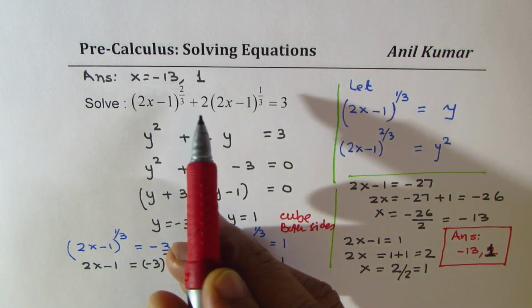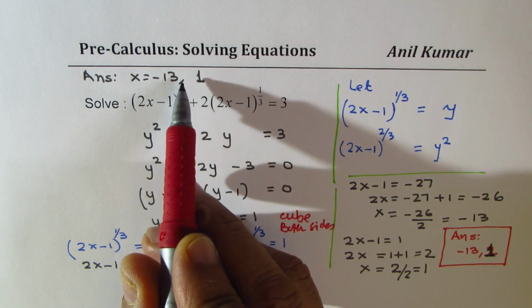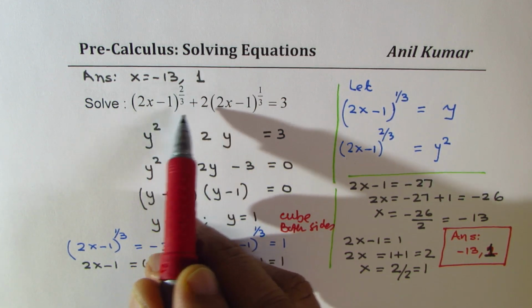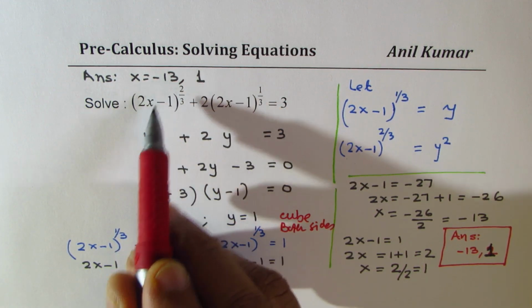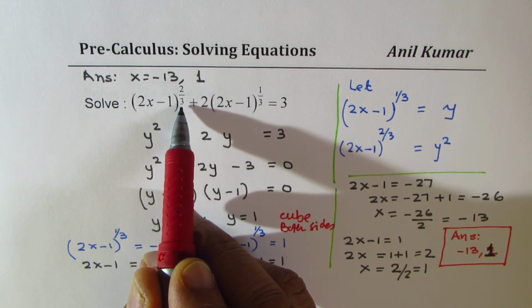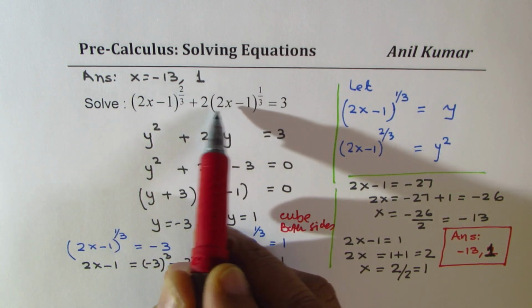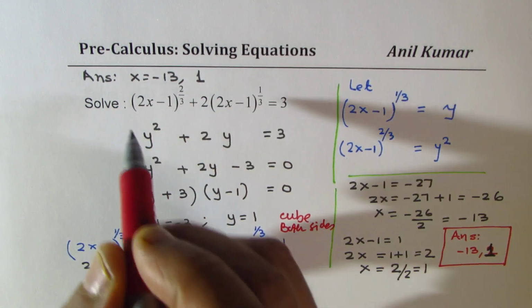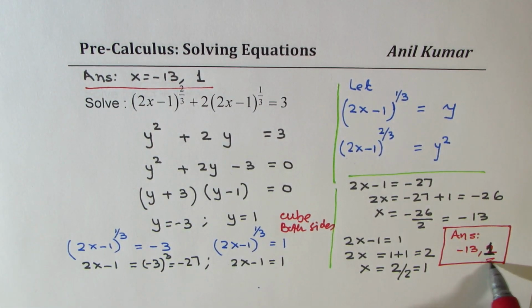So you can actually check the solutions. When you substitute 1 here, 2x minus 1 is 1, and 1 to the power of anything is 1. So 1 plus 2 is 3, correct? And when you substitute minus 13, then you get minus 26 minus 1 as minus 27. The cube root is minus 3, and the square will make it positive 9. So positive 9 minus 6 will give you 3. So that works, correct? So that is how you could check the result.